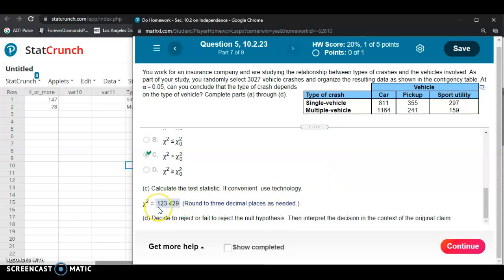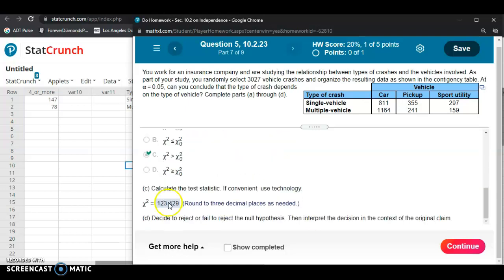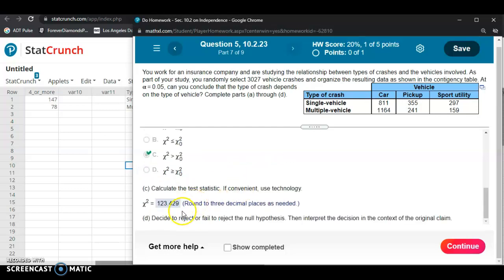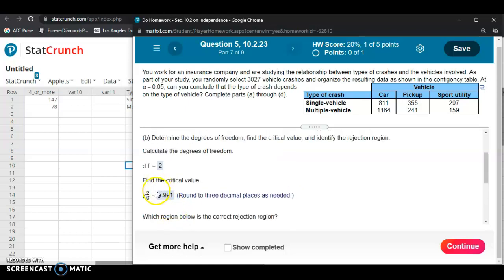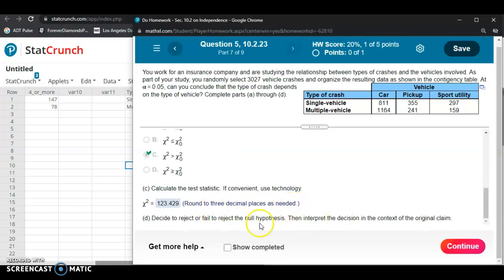You can see that our test statistic is much larger than the critical value. Whenever your test statistic is larger than the critical value, you're going to reject the null hypothesis. If not, like in the previous problem, if the test statistic is smaller than the critical value, you will fail to reject the null hypothesis. So in part D, decide to reject or fail to reject the null hypothesis, and then interpret the decision in the context of the original claim.